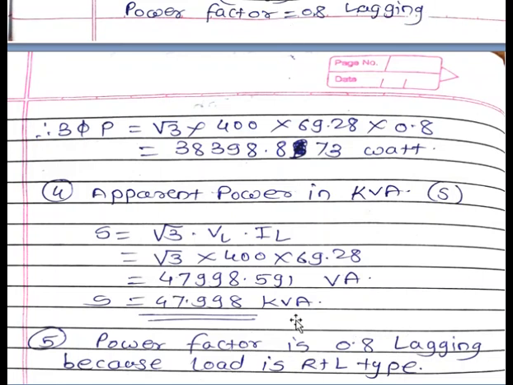Now we already calculated the power factor in the above step. The power factor is 0.8 lagging. It is lagging because inductance is present in this circuit. Therefore, the power factor is lagging. That is, current lags behind the supply voltage. The new example is completed. Thank you.